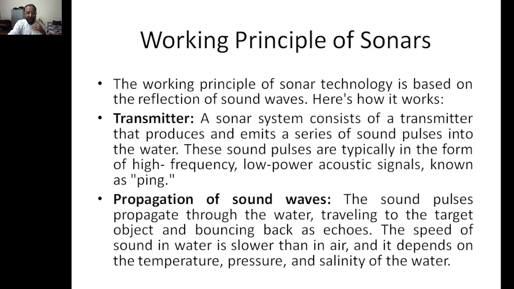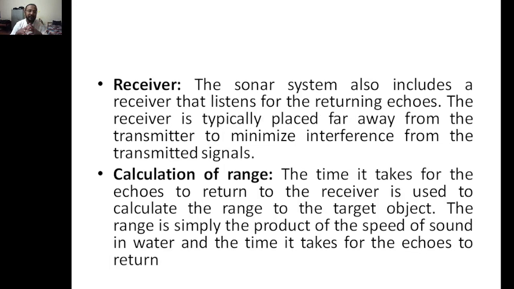Okay, so the speed of sound in water is slower than in air. We know the reason: because of the pressure and salinity of the water as well as temperature. Receiver: now what the receiver will do is receive whatever echoes are coming. The receiver is typically placed far away from the transmitter. Why? To minimize the interference from the transmitted signal. There should not be overlap between the transmitted and received signal. That's why it should be kept far.